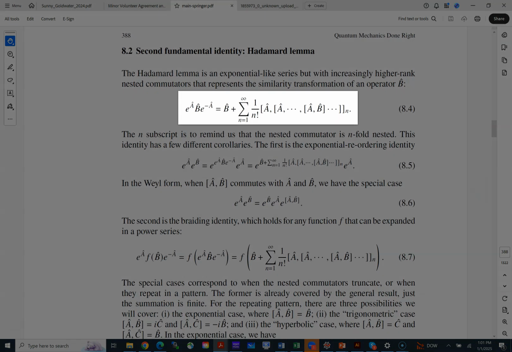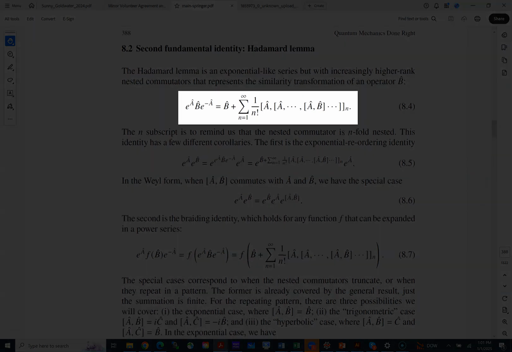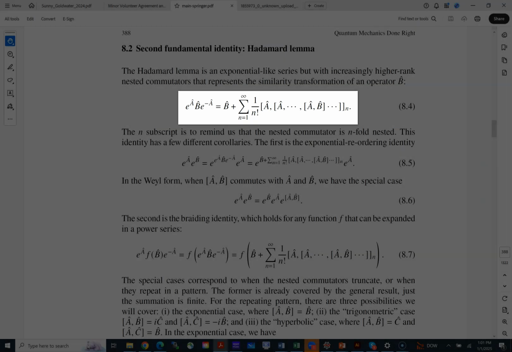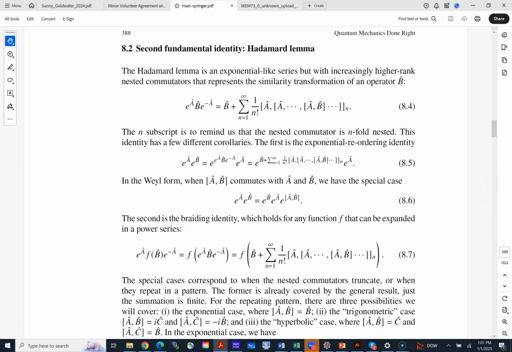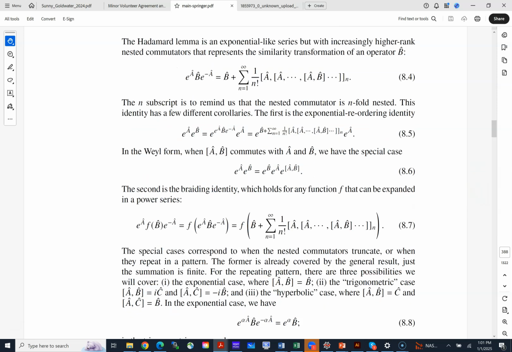The second fundamental identity is the Hadamard lemma. This is probably the most important identity that we have in the class. We do most of our calculations using the Hadamard identity. In the Weyl form, where the commutator of a with b commutes with everything else, it takes a much simpler form. We can rearrange it into something called an exponential reordering identity, and we also recognize that it has this braiding identity. So when you do a Hadamard lemma, you can actually put it inside the argument of functions, and that's where it becomes a very, very powerful identity.